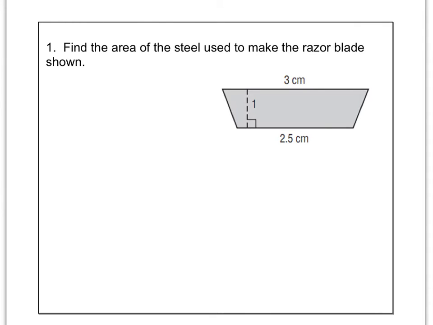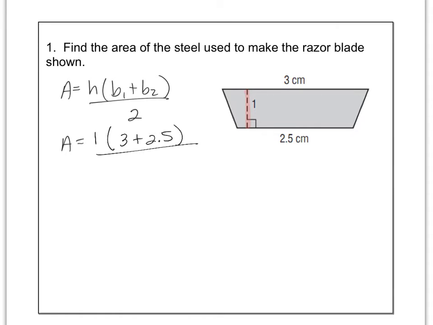Number 1, find the area of the steel used to make the razor blade shown. So area, this looks like a trapezoid. It's going to be height times base 1 plus base 2, divide by 2. So let's plug stuff in. Let's see if we know everything. The height is this 1 right here. So we do know the height. So it's 1, and then the bases are 3 plus 2.5, and then divide by 2. Yay, we had everything we needed.